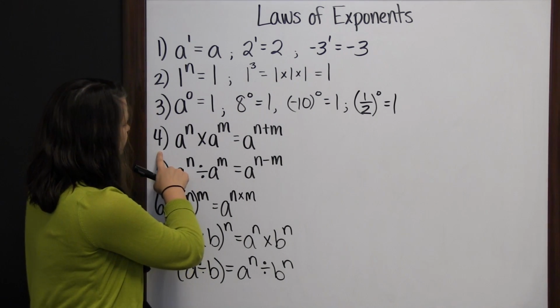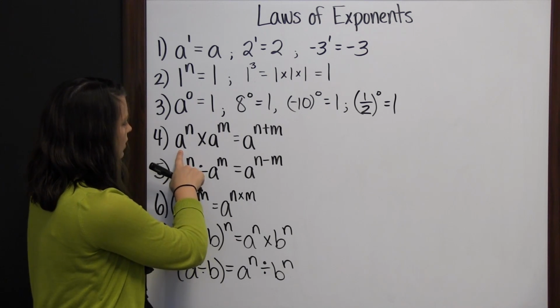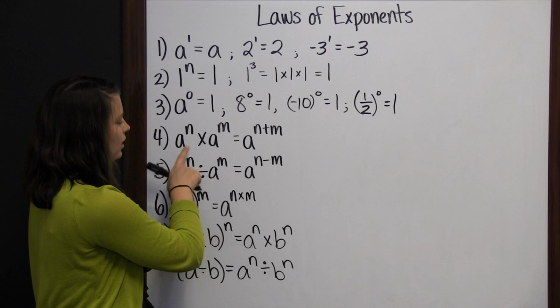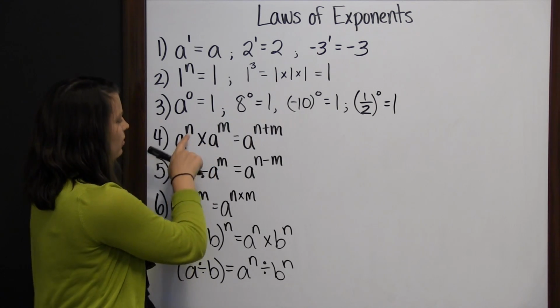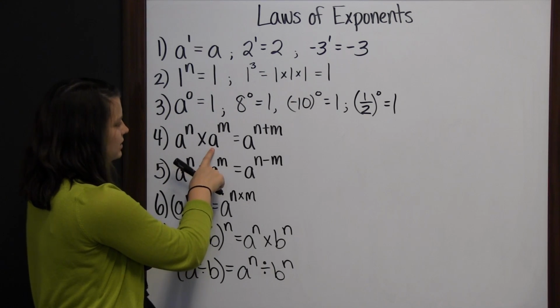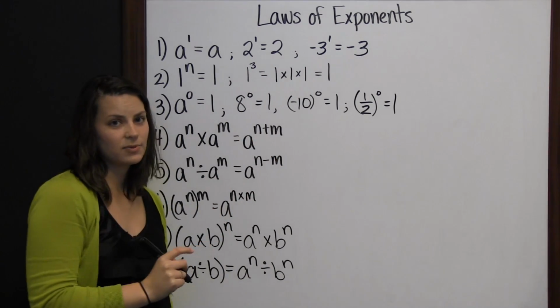The fourth law is when you're multiplying with the same bases. So notice A and A, our bases are the same, but we have different exponents. When you multiply numbers with the same bases, you add the exponents.